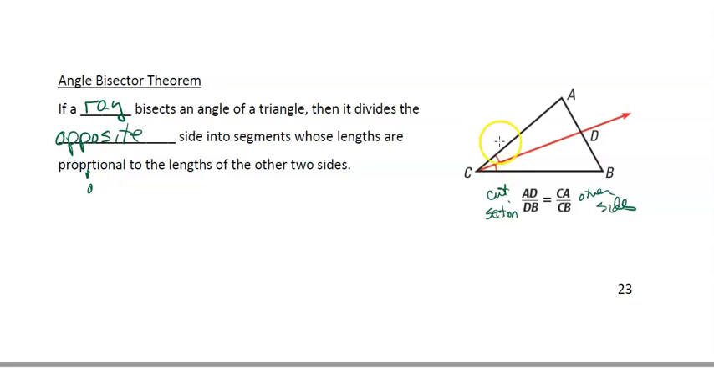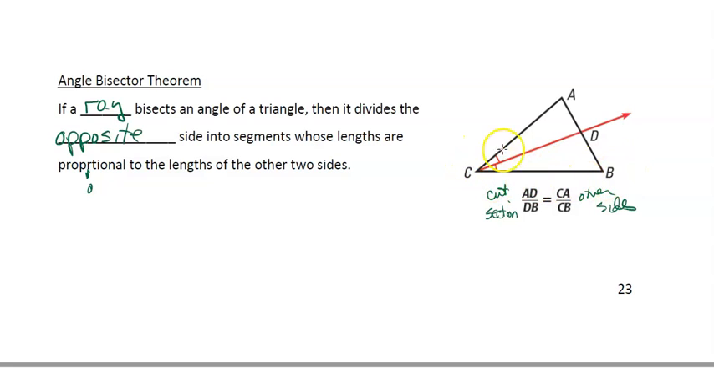So if I knew what the measure of ACB was, then I would know what ACD and DCB were, because I would just divide it in half. So that's what bisected means. So if a ray, here's your ray, which is CD, arrowhead in one direction, bisects an angle, here's the angle, angle C, then it divides the opposite side. Where's the opposite side from this angle? Right over here, into segments whose lengths are proportional to the lengths of the other two sides. So AD over DB equals CA over CB.